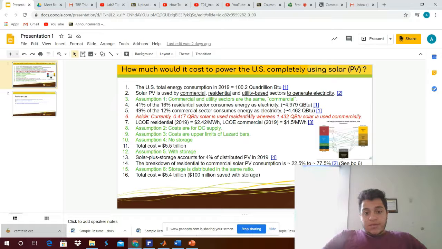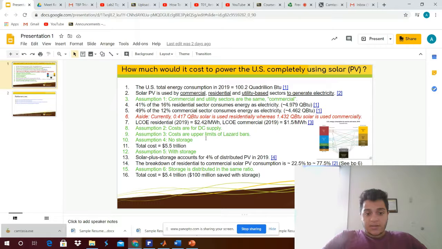So to proceed with the calculation, I found the Lazard LCOE, levelized cost of electricity, for residential as of 2019, which is this number. Similarly for commercial, which is this number. And I made three assumptions before I proceeded with the calculation. The first assumption is that the costs are for DC supply, not AC, and that these costs are the upper limits of the Lazard bars. And the third assumption is that there is no storage.